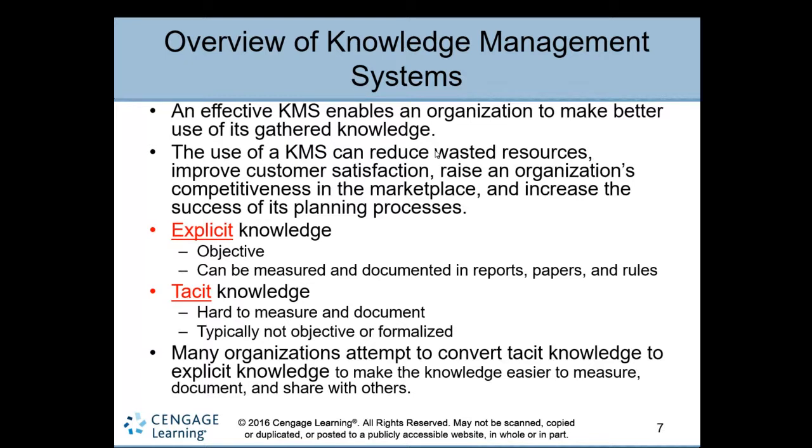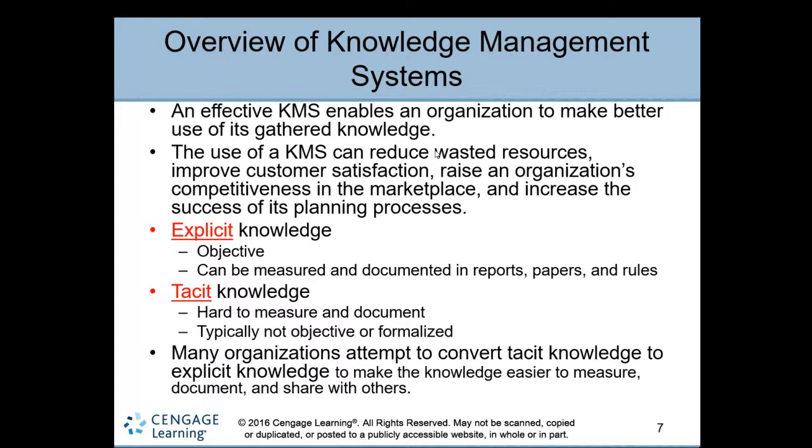Formalized means it can be measured and documented: reports, papers, rules. I mean the knowledge can be shared, recorded in the system, presented in papers or documents, or specified somewhere. So it can be stored somewhere, created, and kept as a record, as transactions. That is called explicit knowledge. It is objective and measurable knowledge. Paperwork mostly.